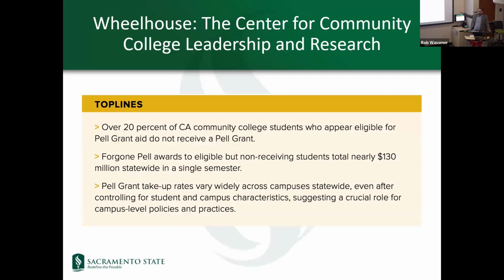So first, this study came out a few years ago. It's what got me down this path. It found that over 20% of community college students who are eligible for Pell Grants did not receive them. They calculated that's about $130 million of taxpayer resources, federal resources that are left on the table every year. This is really bad. Our students desperately need these funds. And so hopefully this report will help our colleges better serve our students.